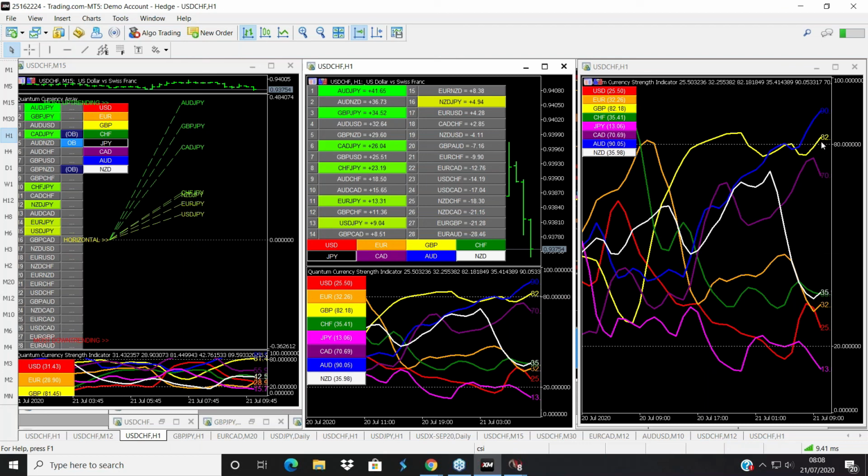Certainly there's been a nice move on the pound yen, possibly coming up to a reversal on that. So the indicators tell us so much about what is happening on the charts. But as always, let's go and see what is happening on the charts, and I'll pass over to David.